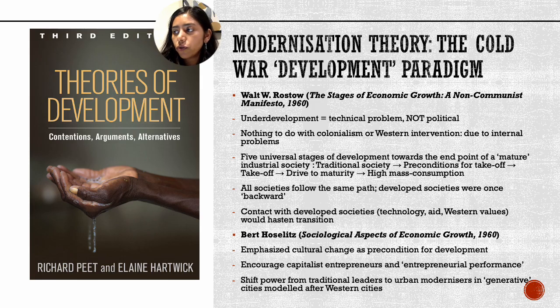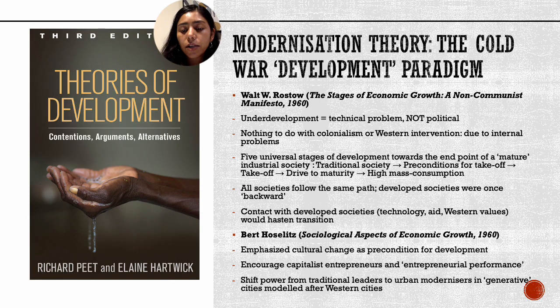Walt Rostow, who is actually characterized as an academic who moonlighted as a foreign policy advisor to President Eisenhower by Jason Hickel, in his book, The Stages of Economic Growth, a non-communist manifesto in 1960, so you can see there that it's directly talking to and responding to Marx, says that underdevelopment is a technical problem and not a political one. It has nothing to do with colonialism or Western intervention and is due to internal problems. He proposes 5 universal stages of development toward the end point of a mature industrial society.